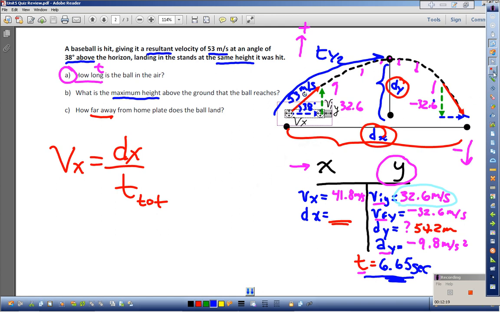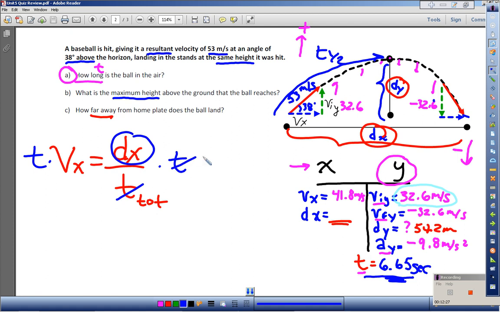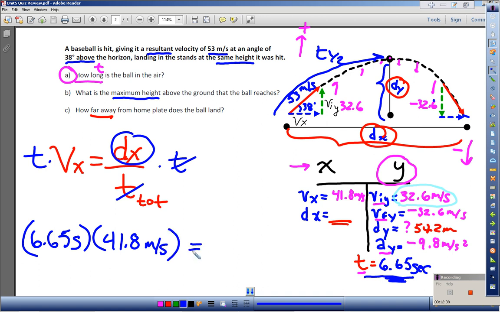At this point, to get the displacement all alone, I'm going to multiply both sides by time. That cancels out. And now I have the total time, 6.65 seconds, multiplied by the velocity in the horizontal direction, 41.8 meters per second, and I get 278 meters, or 278 meters away from home plate.